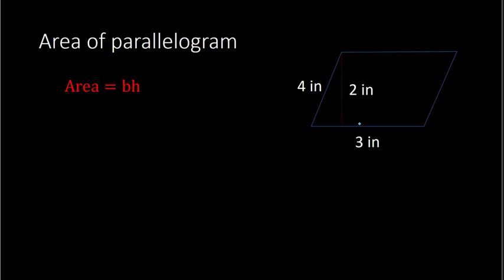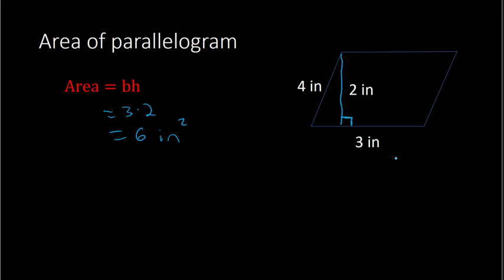So the base is going to be, I guess, the bottom, and the height is going to be perpendicular, or 90 degrees, to the base. So see this 2 inches right here? This red line is 2 inches. That is your height because it is perpendicular to the base. Alright, so your base would be 3, your height would be 2, so we have 3 times 2, which is 6 square inches.